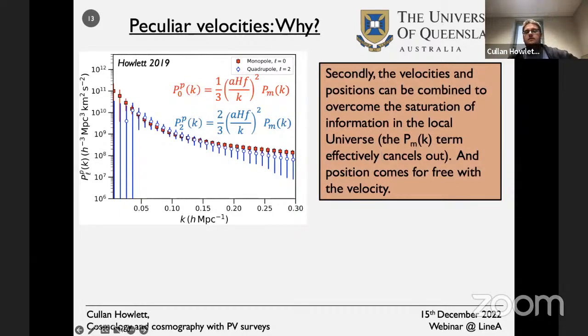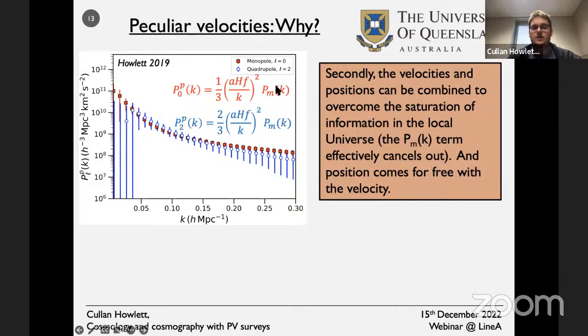And so the second reason these are very useful is that this probe here can actually be combined with the redshifts themselves. We find that if you look at the clustering of the density of the positions and of the velocities, you can combine them to overcome the saturation of information in the local universe. This is because they both effectively have the same PM term, which cancels out.